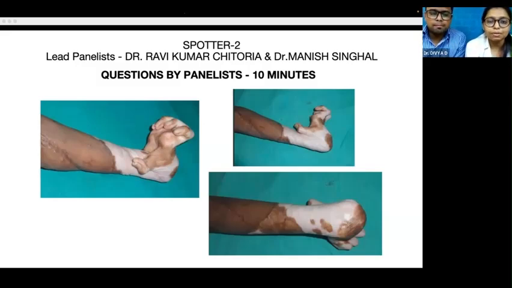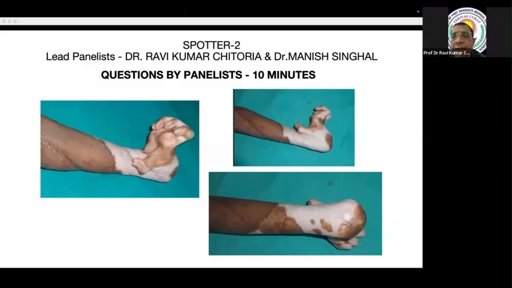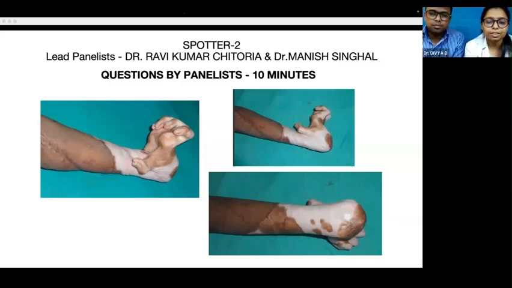So it's a post-burn sequelae, sir, with severe contracture of the wrist joint, and there is extension of the MCP joints and flexion of IP joints of all the fingers. I am not asking the components of the sequelae. I am asking you, can you tell what is it called? You should say post-burn deformity. Correct? And which part? Sir, the point is given to them.